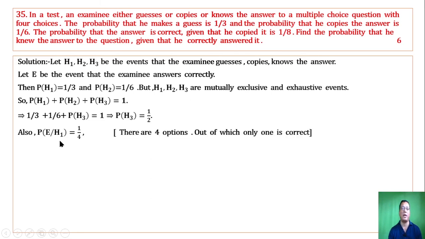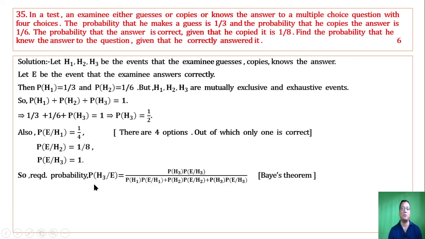P of E by H1: there are 4 options, out of which only one is correct, so the chance is 1 by 4. P of E by H2 is 1 by 8, the chance of a correct answer when he copies. If he knows the answer, the probability is always 1. P of E by H3 is 1.